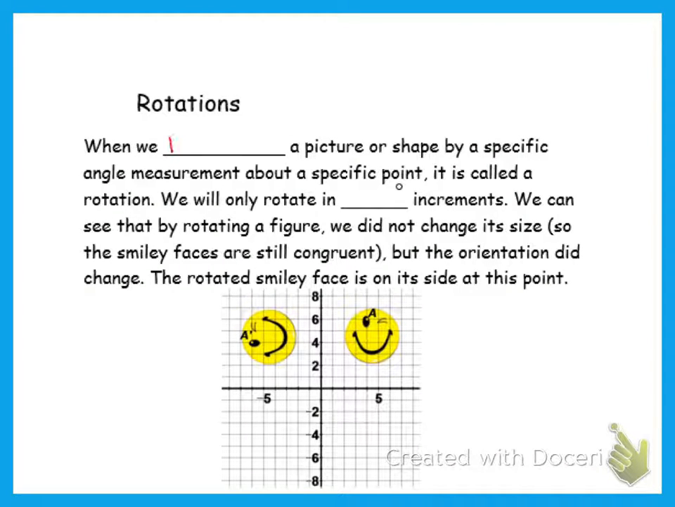Now, when we rotate a picture or shape by a specific angle measurement about a specific point, it is called a rotation. For right now, we will only rotate in 90-degree increments. We can see that by rotating a figure, we did not change its size, so the smiley faces are still congruent, but the orientation did change. The rotated smiley face is on its side now at this point.